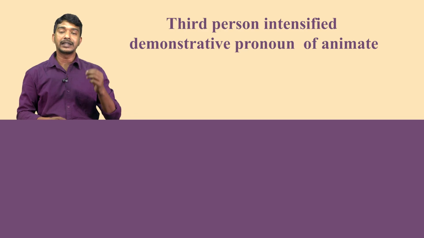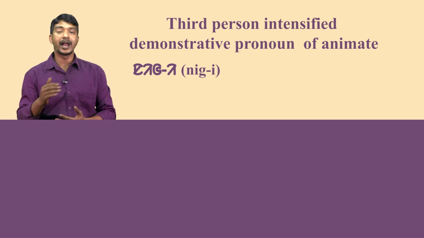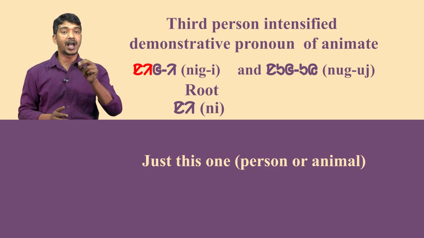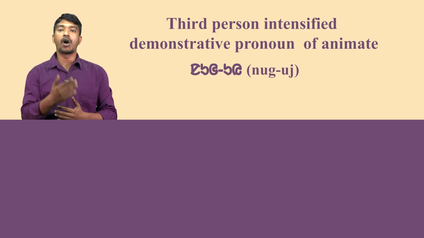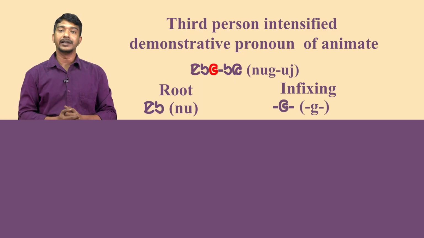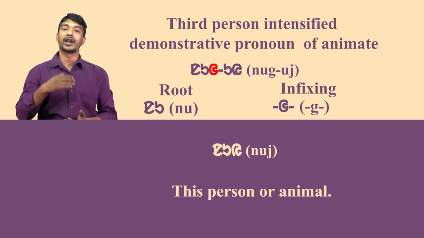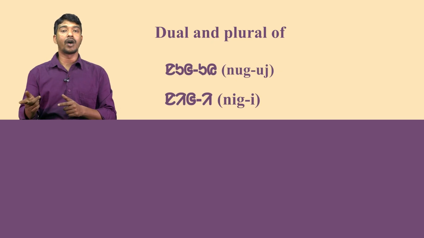The underlined words of the above sentences are the forms of third person intensified demonstrative pronoun of animate: ni'i and nu'ui. Ni'i is formed from the root ni, just this one, by infixing o. Nu'ui is from the root nu by infixing o, to the demonstrative pronoun for animate, nui, this person or animal. Dual and plural of nui and ni are often missing.